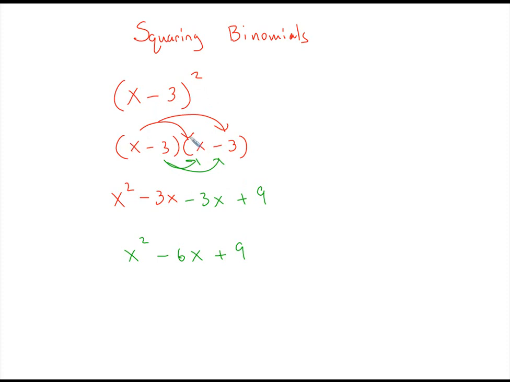So if you take the x times the x and the negative 3, you would get x squared minus 3x. If you take the negative 3 times x and negative 3, you would get negative 3x plus 9. And then if we combine all the like terms, we end up with x squared minus 6x plus 9. Right? But it turns out, whenever you're squaring a binomial, there is a special pattern that we can use to square these kind of mentally in our heads. Okay, so let's take a look at the pattern.